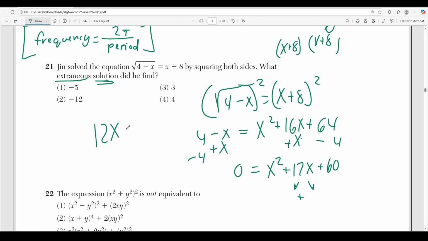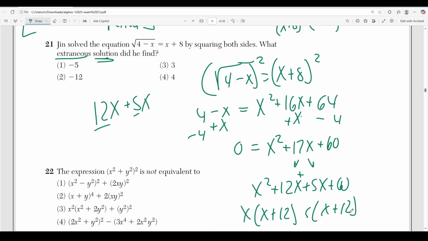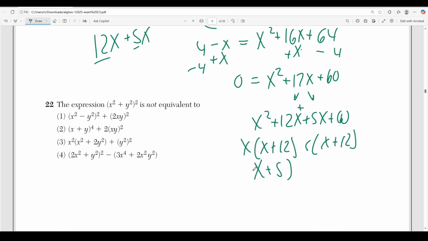Those numbers are going to be 12x and 5x, because 12 times 5 is 60, and 12x plus 5x is equal to 17x. So if I have x squared plus 12x plus 5x plus 60, I can factor out an x and get x plus 12. I can factor out a 5 and get x plus 12. And I'm left with x plus 5 times x plus 12 is equal to 0.